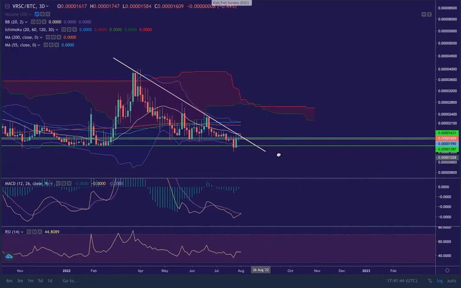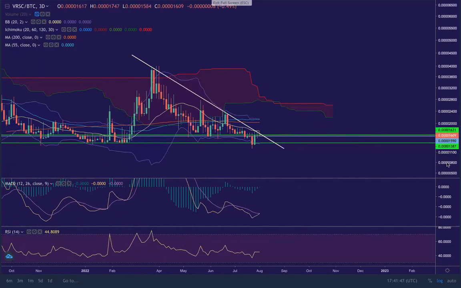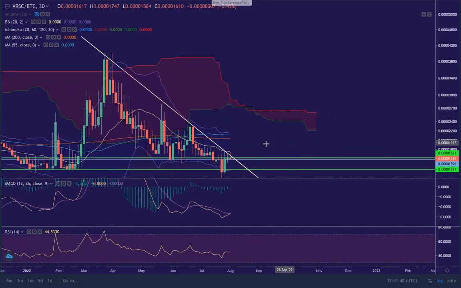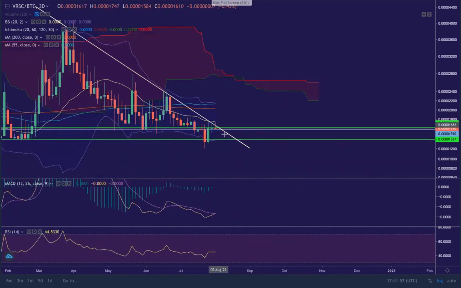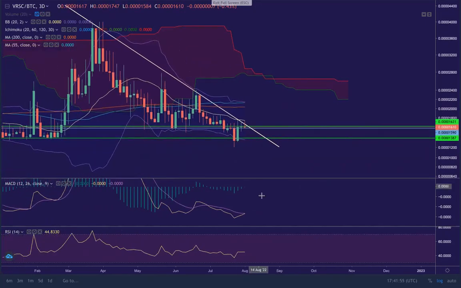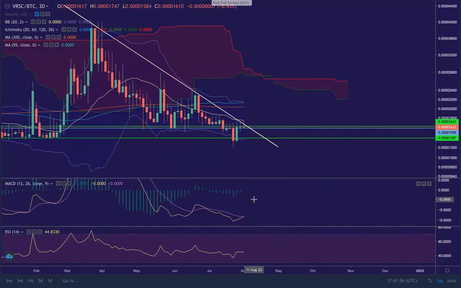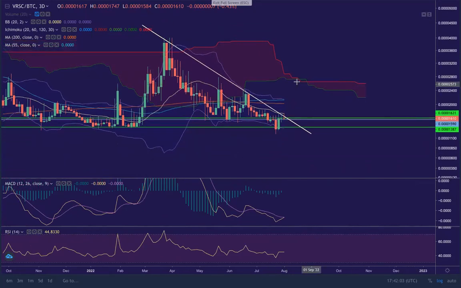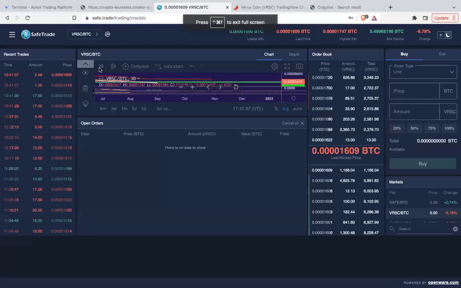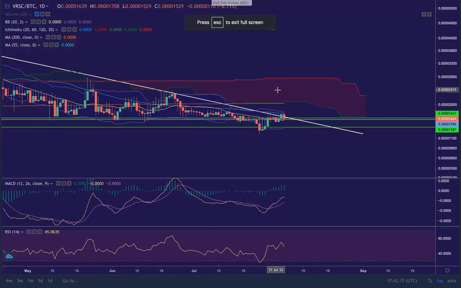Currently getting rejected at this level and the 20 period moving average. So we're going to see how this candle finishes out, but we're looking to gain some positive momentum here and move the price a bit higher out of this local downtrend. So that's the 3-day price chart. We're going to hop over to the 1-day price chart and see where we're at.